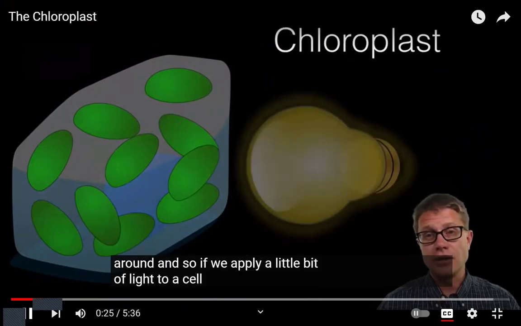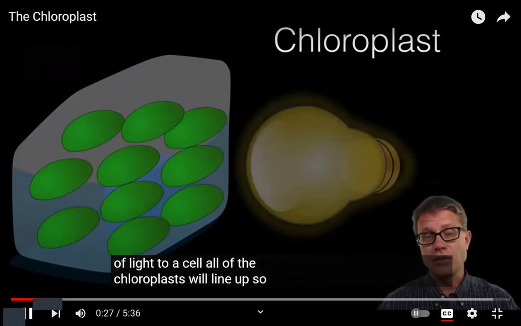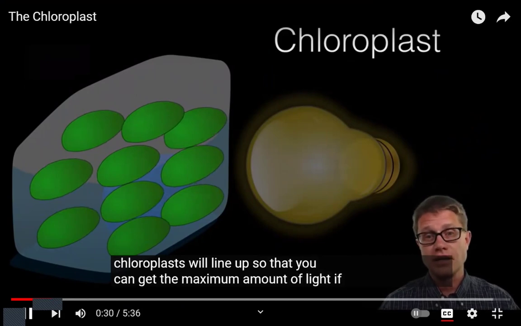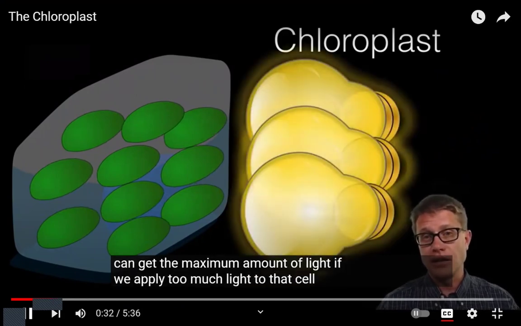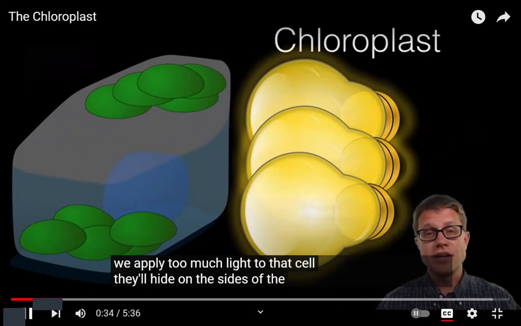And so if we apply a little bit of light to a cell, all of the chloroplasts will line up so they can get the maximum amount of light. If we apply too much light to that cell, they'll hide on the sides of the cell.